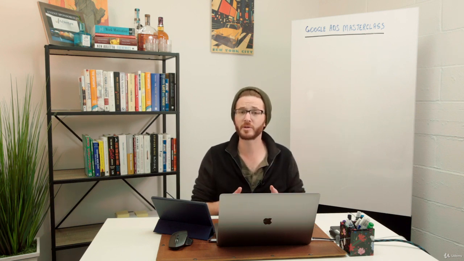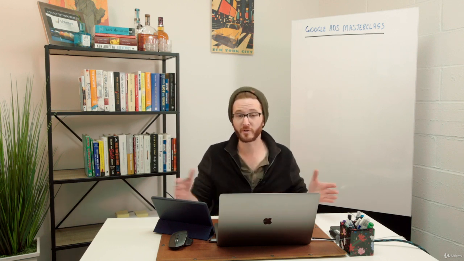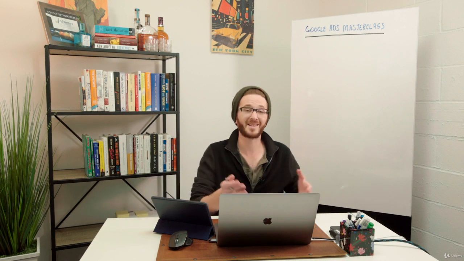The defining characteristic of phrase match is that the query must include your entire keyword in the correct order, unlike broad match modified. And it's unlike exact match in that phrase match could still have appended or prepended words or phrases in the search query, and it will still trigger that phrase match keyword.